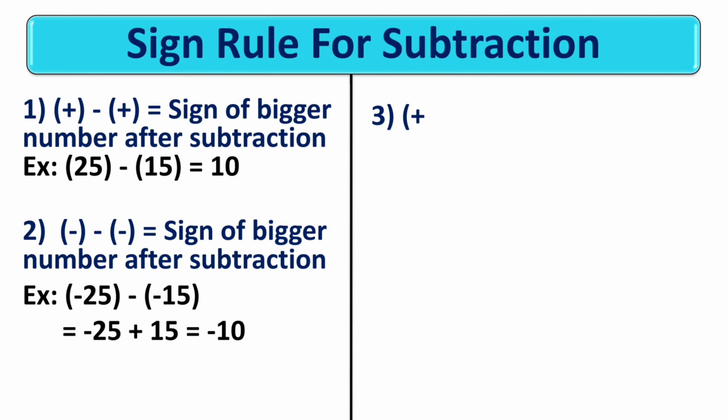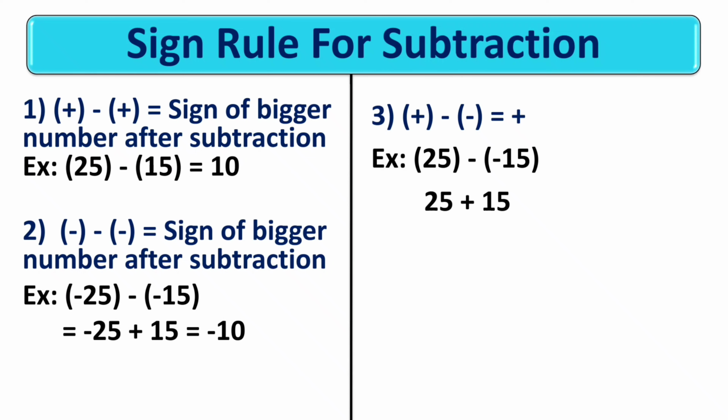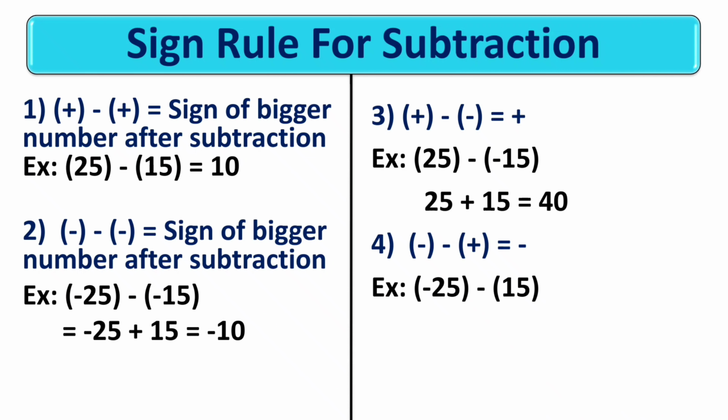Third rule is when positive number and negative number are subtracted, we get positive number as 25 minus minus 15 gives 25 plus 15 equals 40. And the fourth rule is when negative number and positive number are subtracted, we always get negative number. Minus 25 minus 15 gives minus 25 minus 15, that is minus 40.